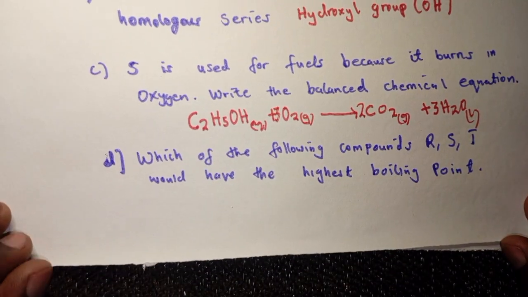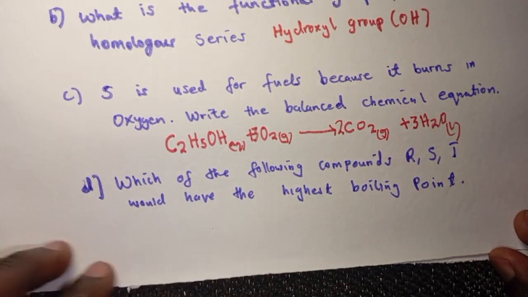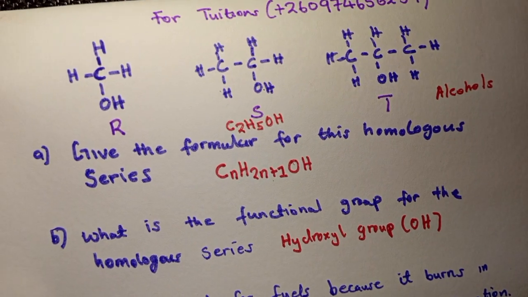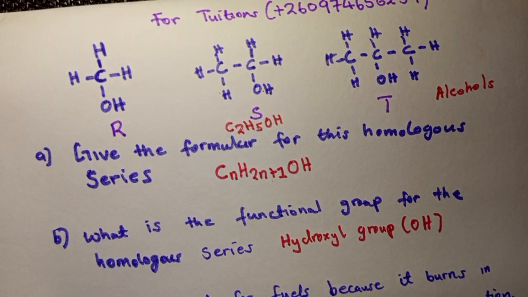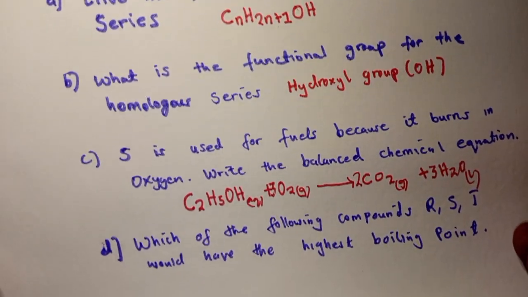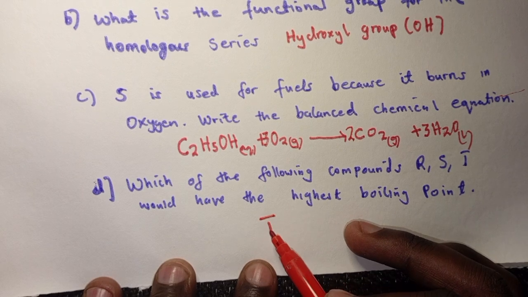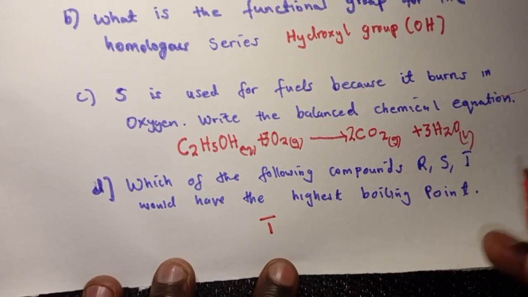Which of the following compounds, R, S, T, would have the highest boiling point? You look at these compounds, which one is the longest here? The longest is T. The longer the chain, the higher the boiling point. So T is the longest, and T just happens to be propanol.